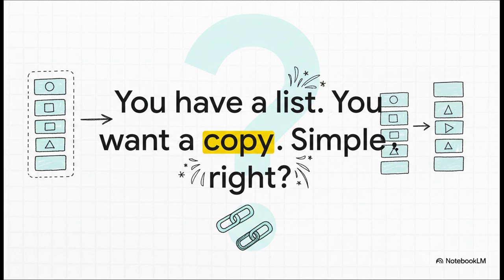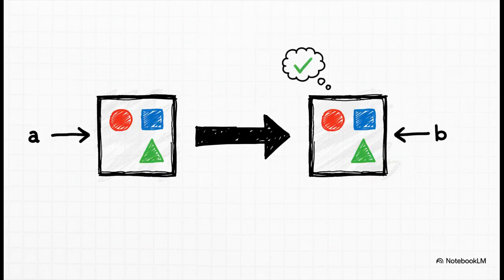So, picture this. You've got a list of something, numbers, names, whatever, and you need to make a copy of it, maybe to mess around with it without changing the original. Sounds easy enough, doesn't it? So your first instinct, and pretty much everyone's first instinct, is to just assign it to a new variable. A is our list, so we'll just say B equals A. Done, right? We've got our copy.